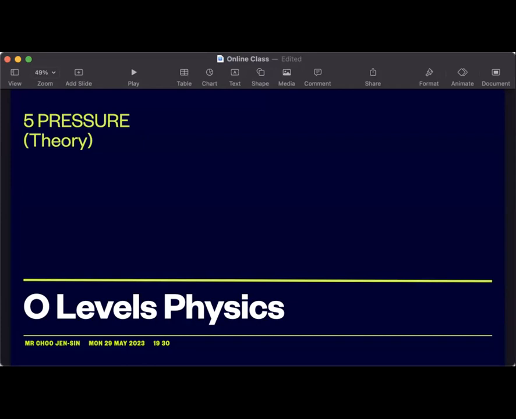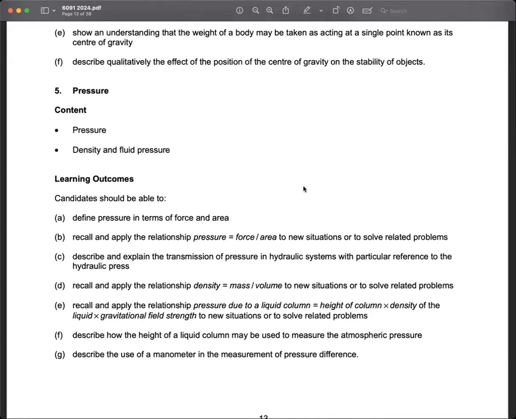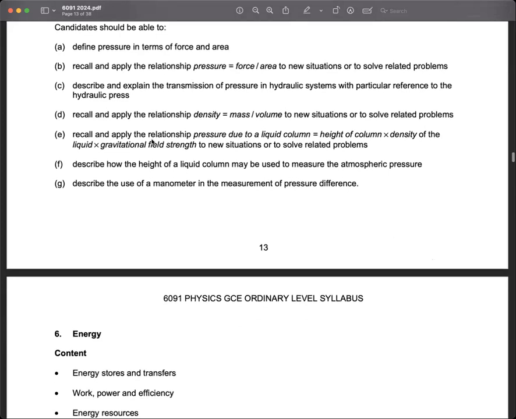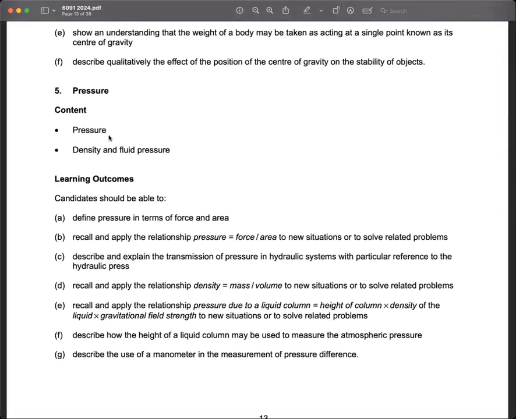Let me show you all the syllabus. Do you actually study the syllabus, or do you all not do that at all? As you can see over here, this is what you need to know for this topic. There are two parts: pressure and density, and fluid pressure.